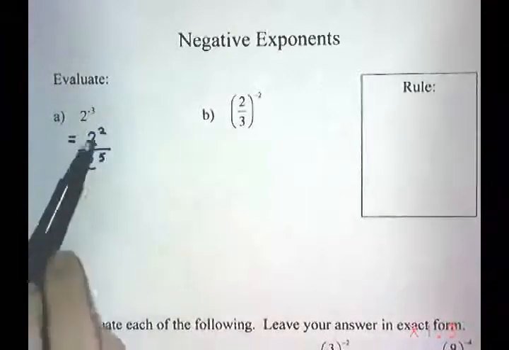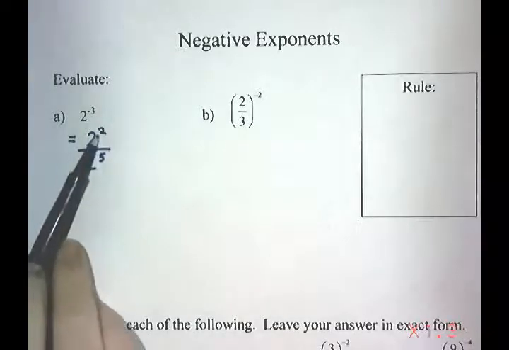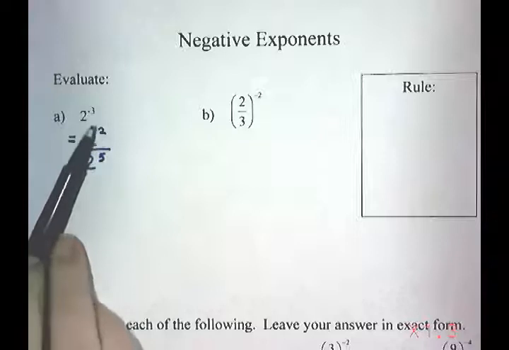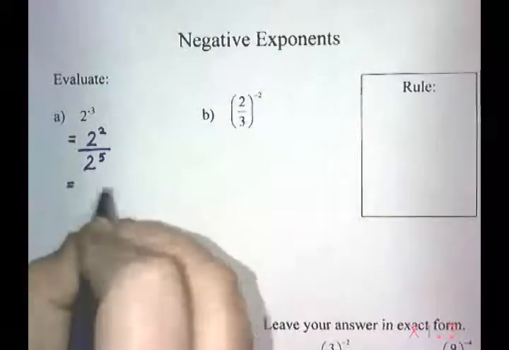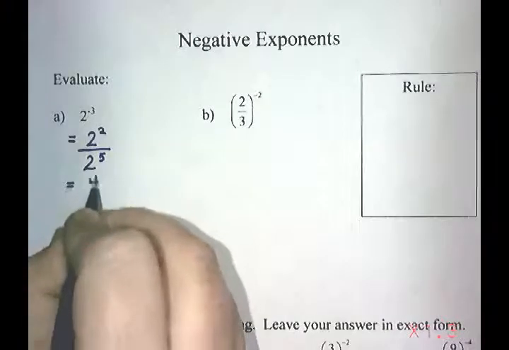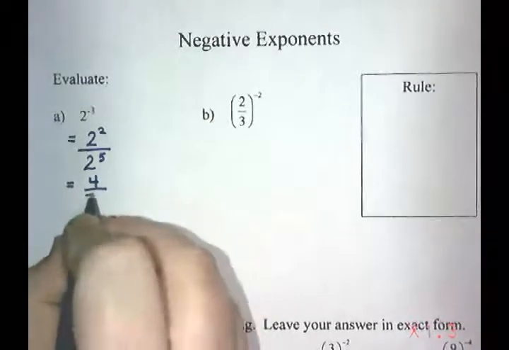So I'm going to choose 2 to the power of 5. That way, when you divide 2 to the power of 2 by 2 to the power of 5, you subtract the exponents, and 2 take away 5 is -3. Now, 2 to the power of 2 is 2 times 2, or 4. And 2 to the power of 5 is 2 times 2 times 2 times 2 times 2, or 32.